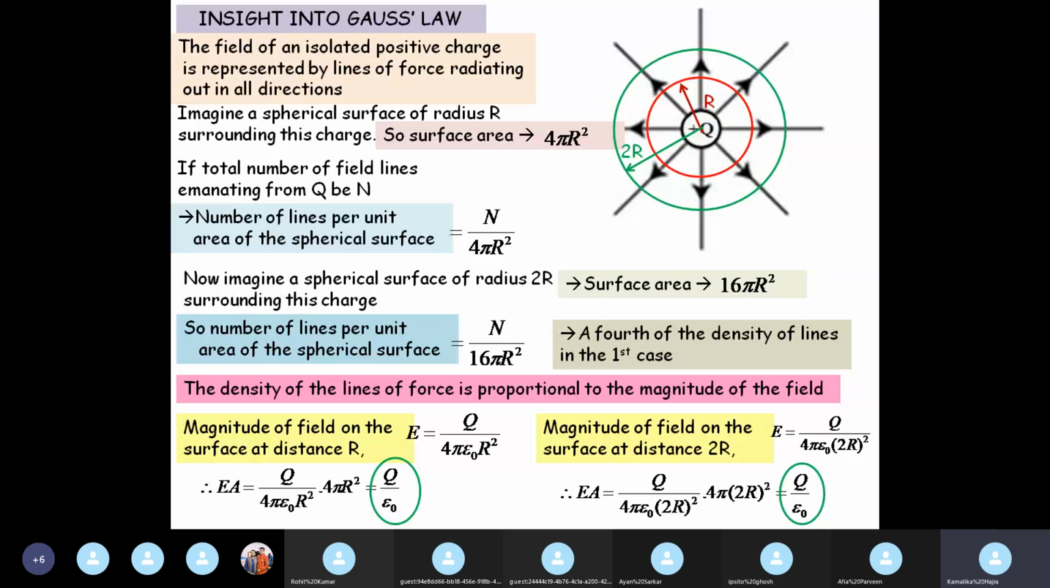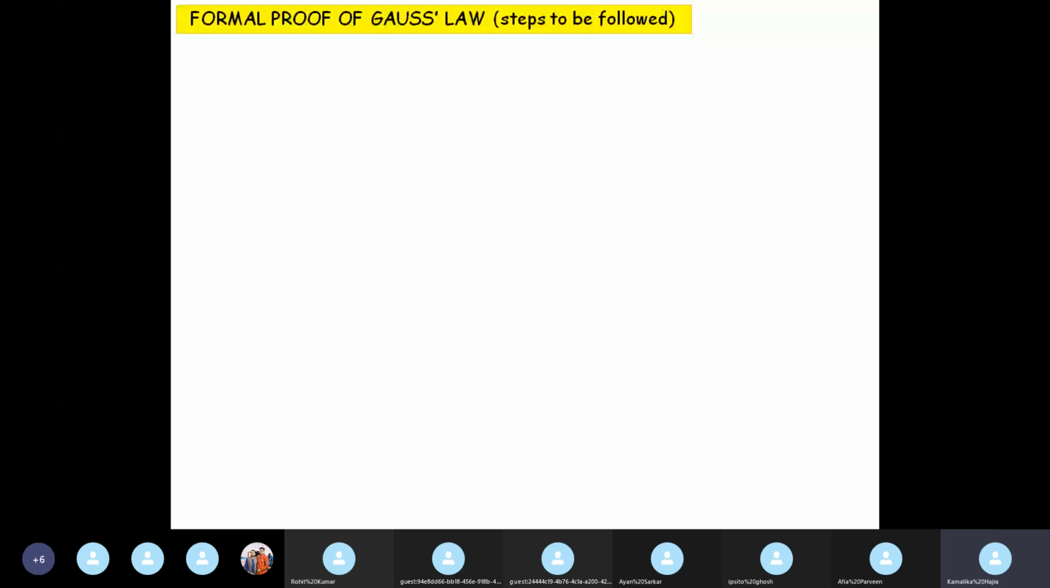If in the exam you are asked to prove Gauss's law, then these are the steps that you should follow exactly. Usually the marks allotted will be say 4 or 5 to prove Gauss's law, but you have to follow each and every step, and you can't leave it in between. You will see how I derive the expression at the end.